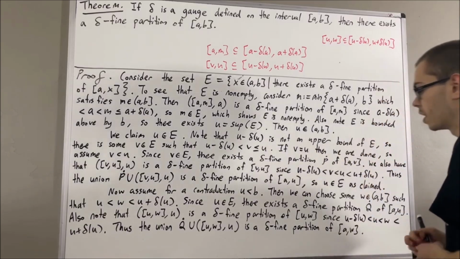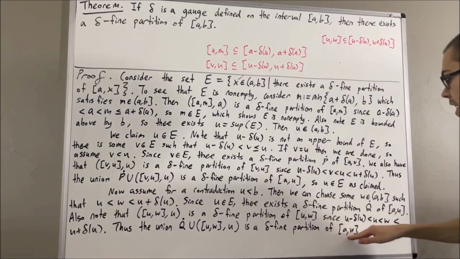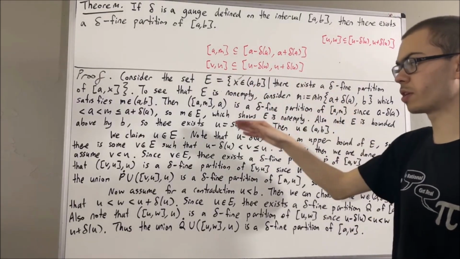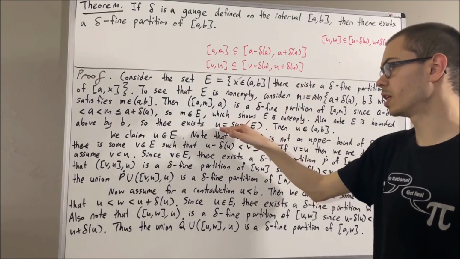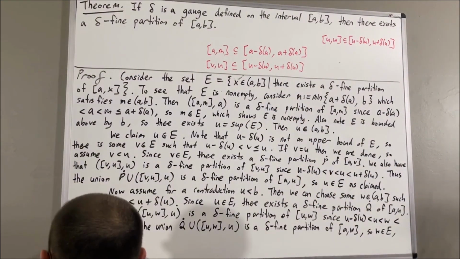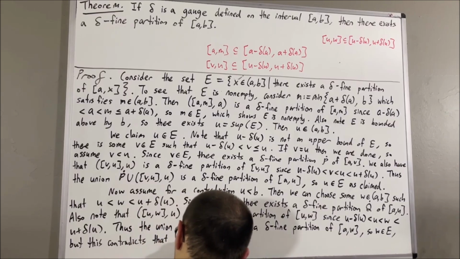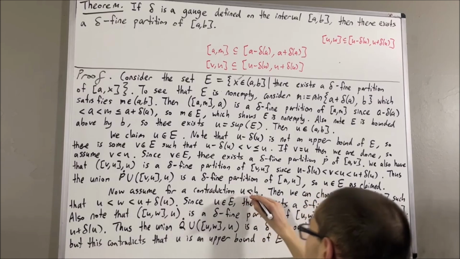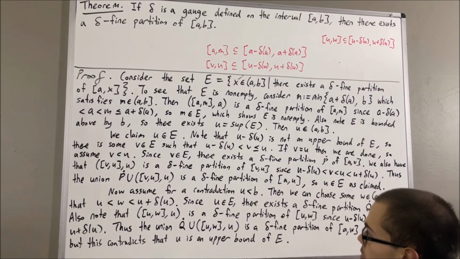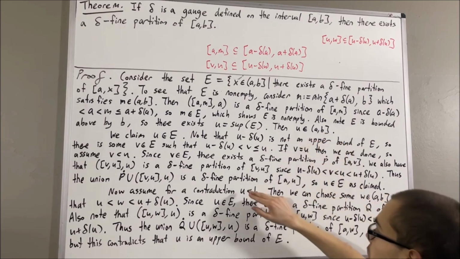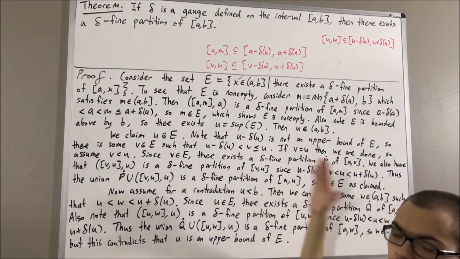And so we have found a delta-fine partition of [a, w], and that shows w is an element of E. But w is greater than u, so that contradicts the fact that u is an upper bound of E. Our assumption that u is less than b led us to a contradiction. And remember, we know that u is less than or equal to b, but since we've just shown that u cannot be less than b, we must have u is equal to b.